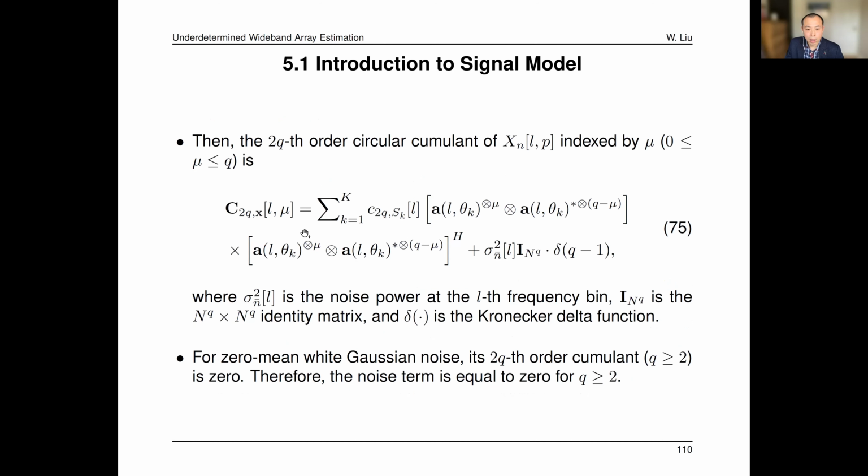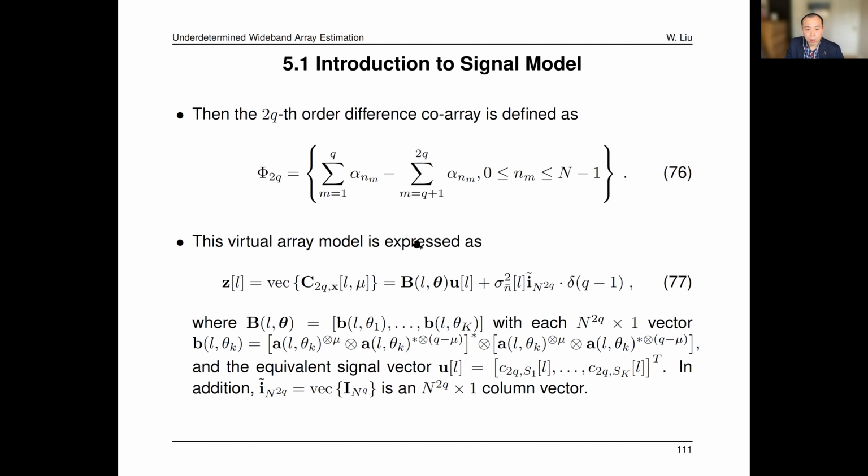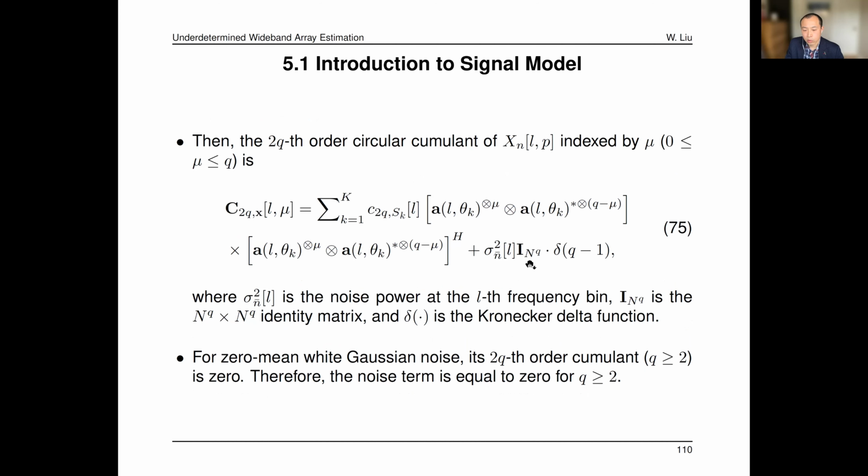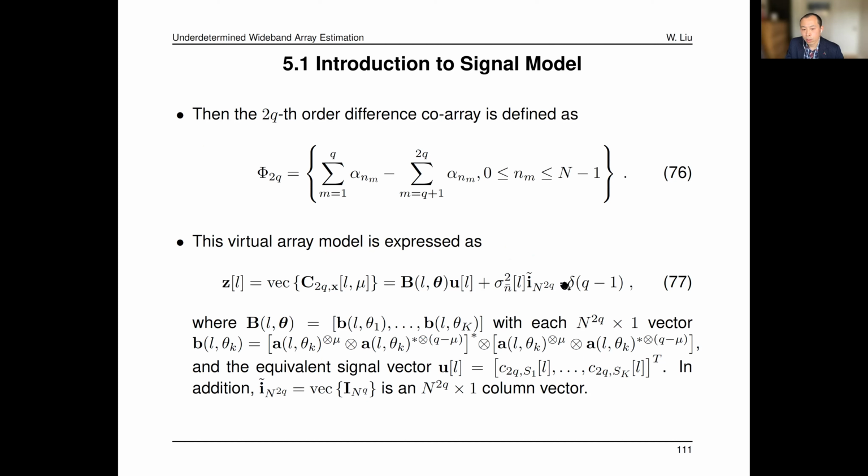And then you vectorize it, as before, so you can vectorize this cumulant. After vectorization, you have a new virtual array model again, very similar to the previous model. So you have this B(θ), the steering matrix, and this is a virtual source signal. And here, this one is the vectorized version of the matrix for the noise part. So this identity matrix, you vectorize it. Certainly for q equal to 2, this part will be 0.